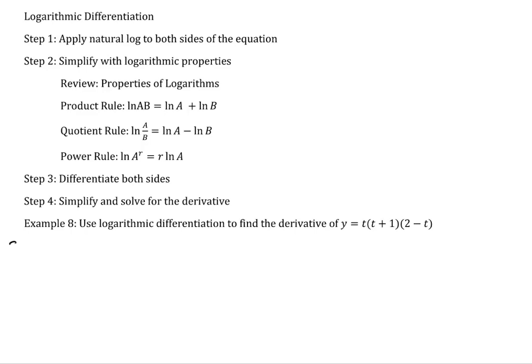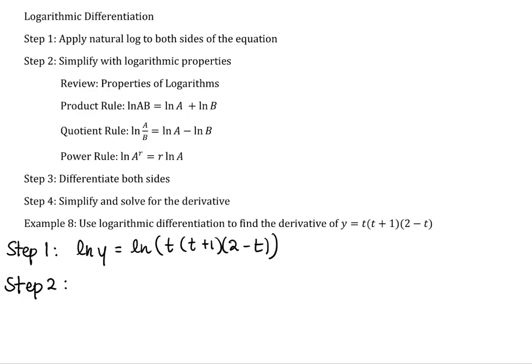Step 1 of logarithmic differentiation tells us to apply natural log to both sides of the equation. And that doesn't change anything because we're doing it to both sides. So we have natural log y is equal to natural log of t times t plus 1 times 2 minus t. Step 2 tells us to simplify with logarithmic properties. So there's nothing we can simplify on the left side. That's just going to stay natural log y.